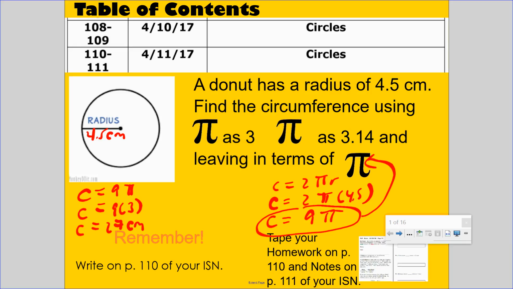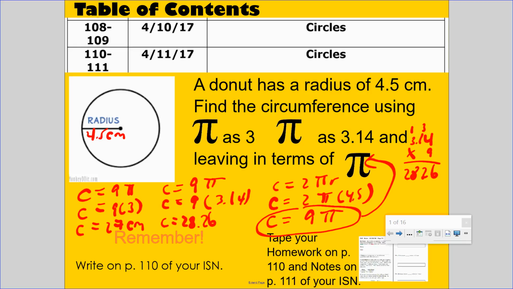But if we want a little more accurate one, then we can try to solve it using 3.14. Remember, there are 3.14 diameters that wrap around a circle. So what is 3.14 times 9? 9 times 4 is 36, carry the 3. 9 times 1 is 9, plus 3 is 12, carry the 1. 9 times 3 is 27, plus 1 is 28. There are two decimal places, so circumference is 28.26 centimeters.